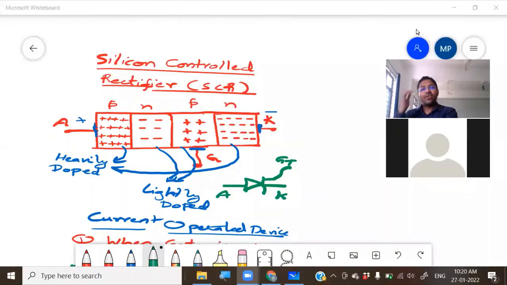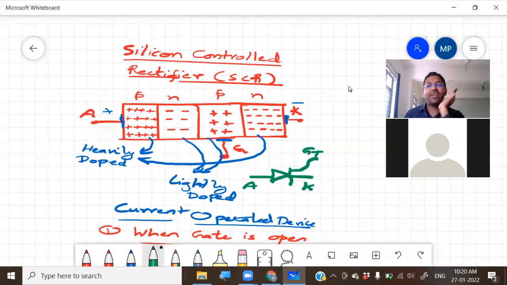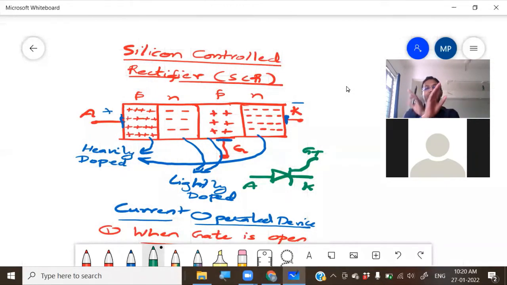Okay, thank you. So in the previous class, we were discussing the silicon controlled rectifier. Very simple structure, PNPN. The extreme two regions are heavily doped, the first P region and the last N region. The middle two regions are slightly doped, right?